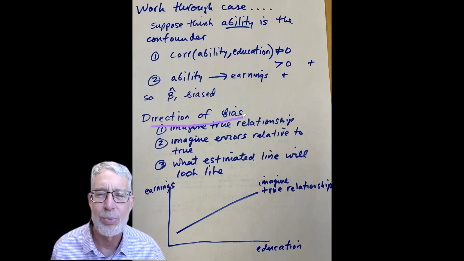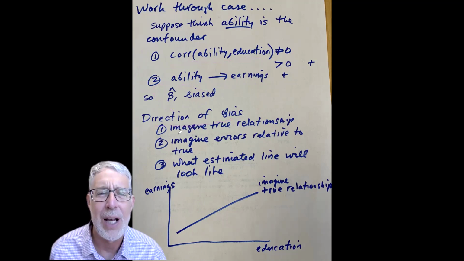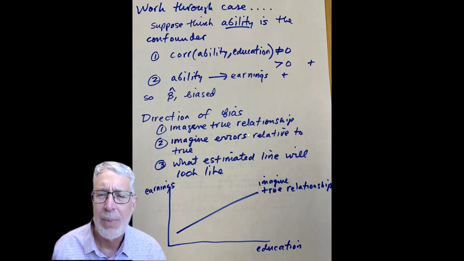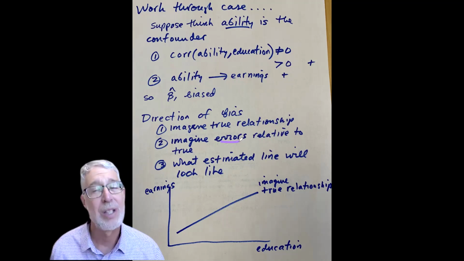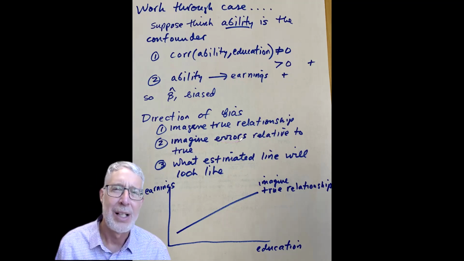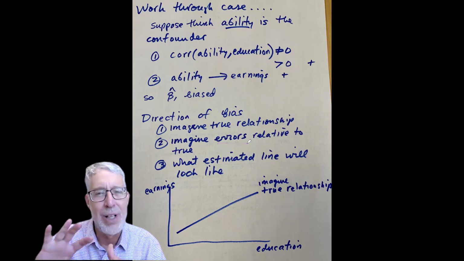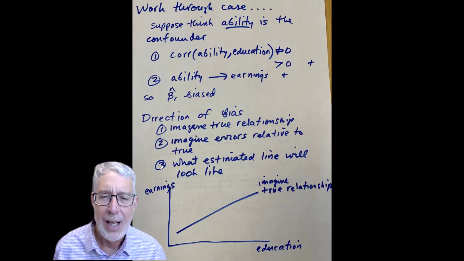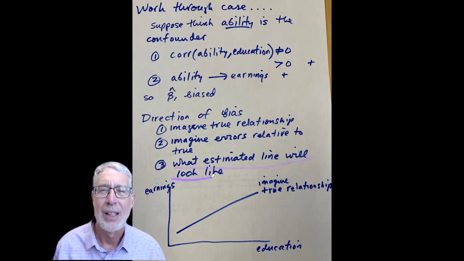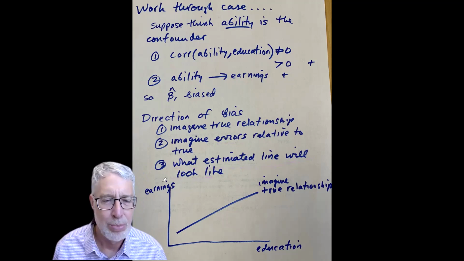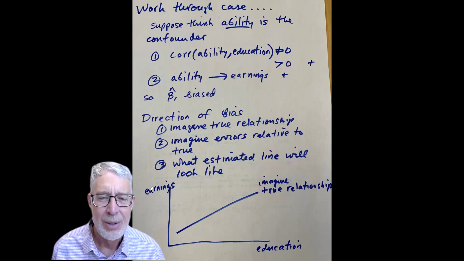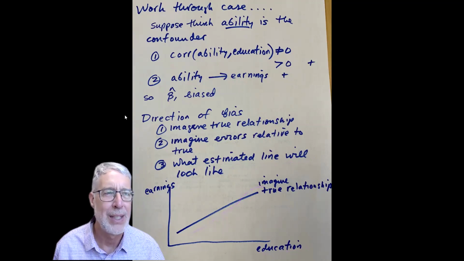Now we want to see what the direction of the bias is. To understand it, we'll go through 3 steps. We'll imagine the true relationship. We'll imagine how the errors in our single variable regression, remember, earnings equals beta 0 plus beta 1 times education plus the error term, are distributed, positive or negative, relative to the true relationship. And then we'll see what the estimated line will look like if we had a sample of data. It's pretty straightforward in this case. We have earnings, we have education, and we imagine a true positive relationship here.